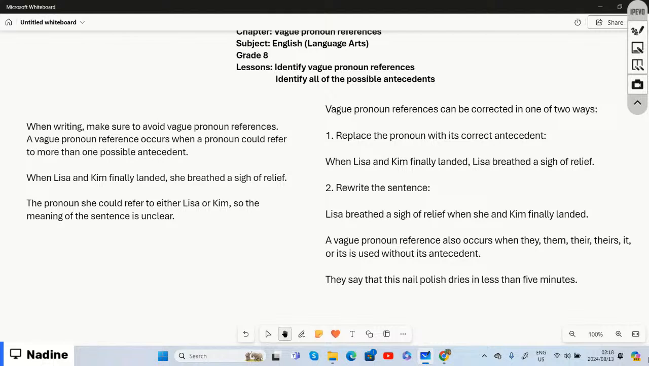So our pronouns can be he, she, it. And if we use the word they and it's not properly specified who the they are, then that can also be a vague pronoun reference. But if we, for example, talk about Kim and Lisa and now we say they, then we know that it is referring to both Kim and Lisa.